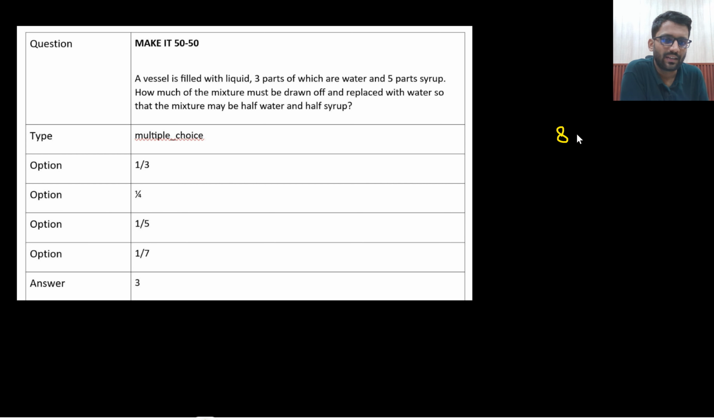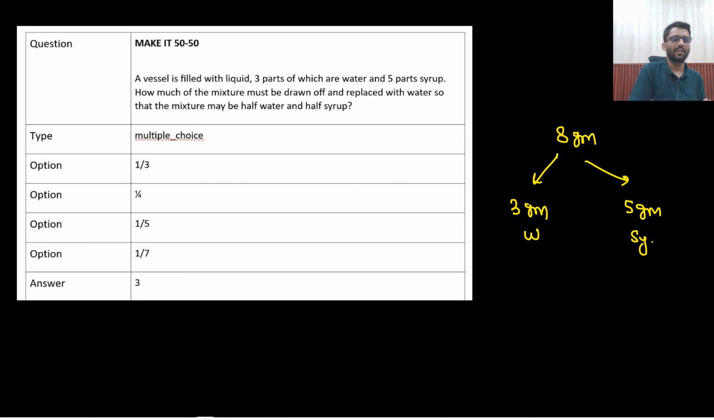So basically, if there are 8 gram total material, then 3 gram is water and 5 gram is syrup. Okay. Now you are taking off some x amount from here, some x gram you are taking out, and then you are adding up x gram water. So how much should be x?